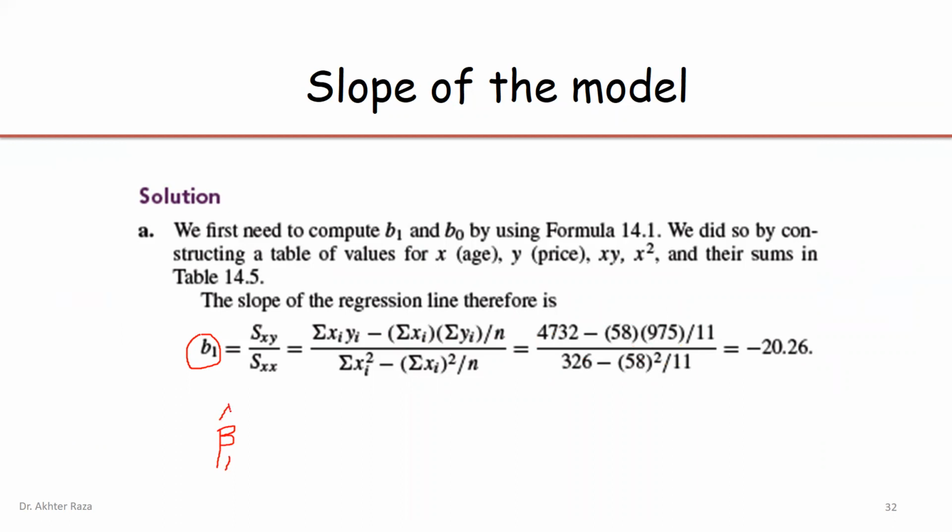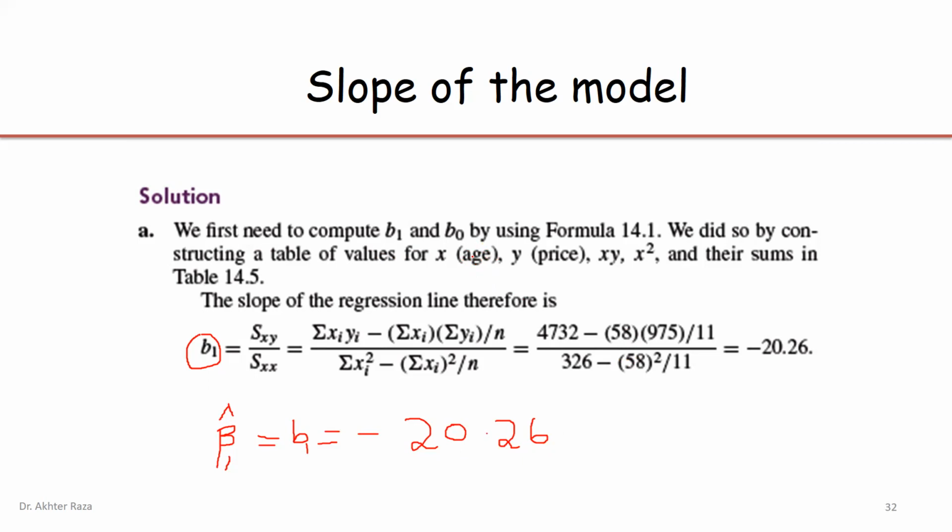The point estimate of beta 1 is b1, and the value of b1 is minus 20.26. Minus 20.26 indicates that the slope is negative, which means we have a negative relationship. So the price of the car will decrease by $2,026 if it becomes 1 year old.